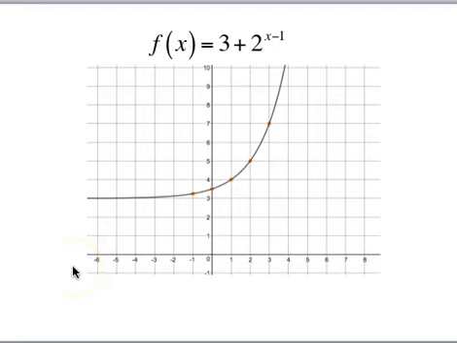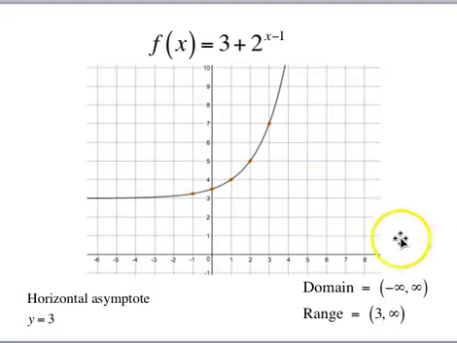Range, we only have numbers larger than 3. We can't quite get to 3, but anything bigger than 3 we can get to. So our range will be from 3 to infinity. So there's our horizontal asymptote at y equals 3. Domain, everything. Range, y values from 3 to infinity.